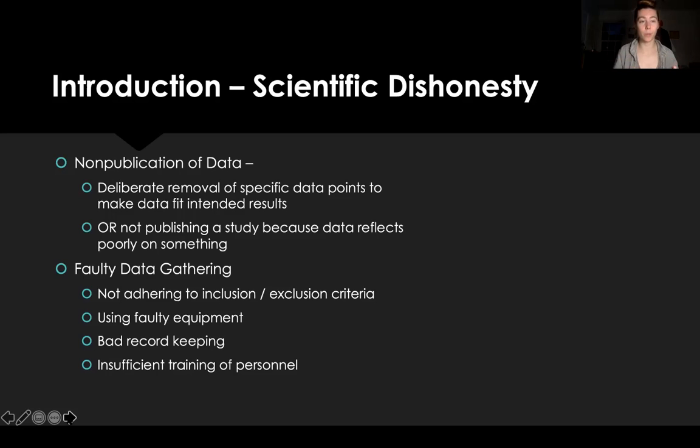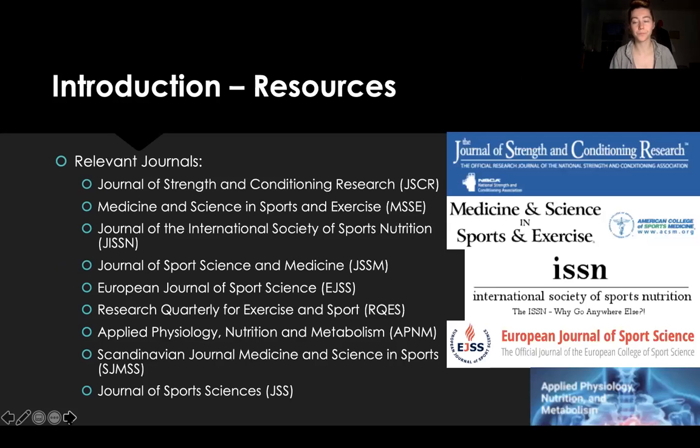Using faulty equipment, so using equipment that doesn't work, that can really mess up your data. Bad record keeping. If you make your records a mess and you can't ever find anything, that's not good. Or not training whoever's working with you on this study. Like if you don't train Joe Schmo to help you out with your study, they'll probably do something wrong. So yeah, these are not good.